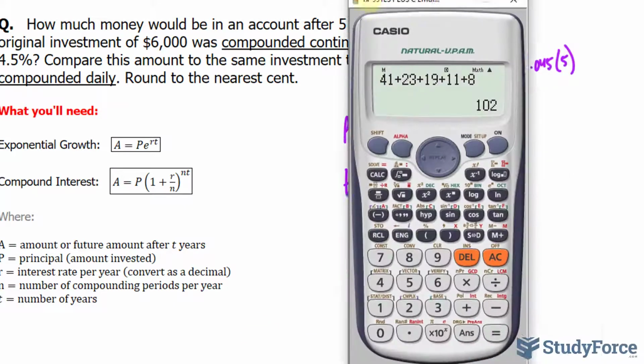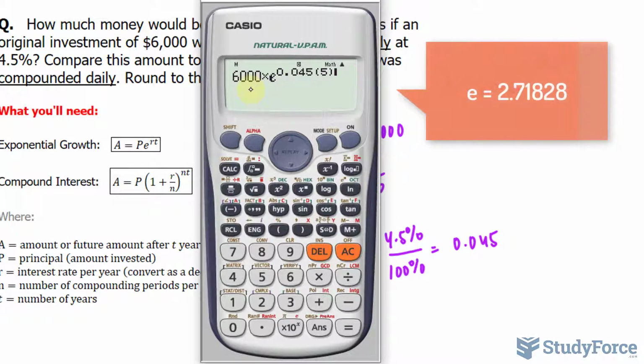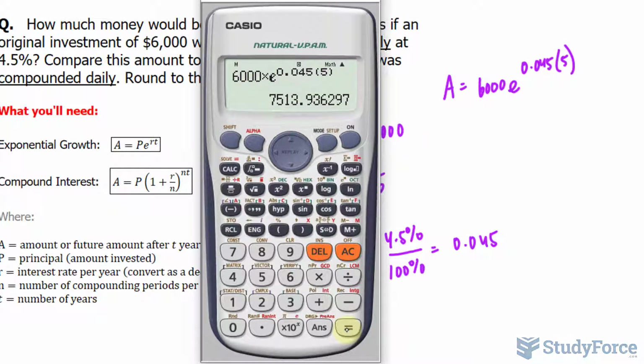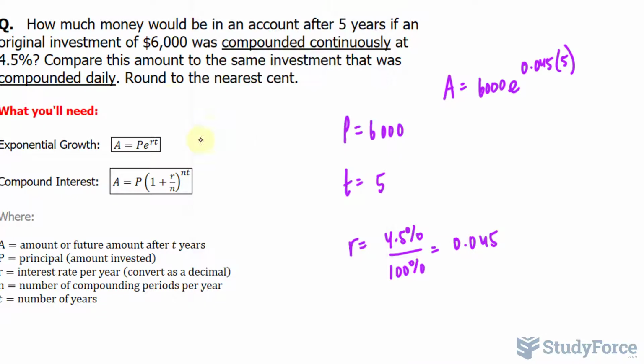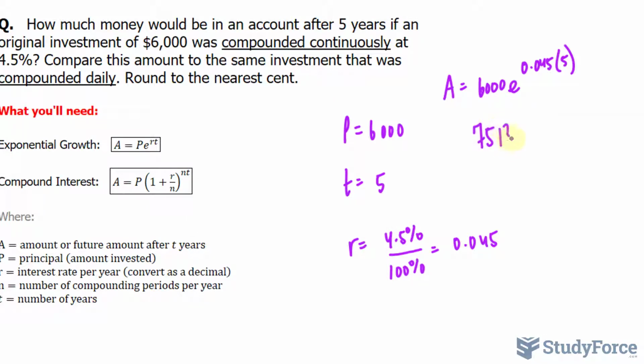Okay, using our calculator, 6,000 times e, that's accessed by clicking Shift and this button right here, ln, 0.045 times 5. Now, it's recommended that you don't use 2.71, the approximate value for e. It's best that you actually use the function that's found in your calculator or more digits after 2.71. And I end up with 7,513.93. They want us to round to the nearest cent, which means 2 decimal places. So 7,513.94. Okay, that's the amount if it was compounded continuously.